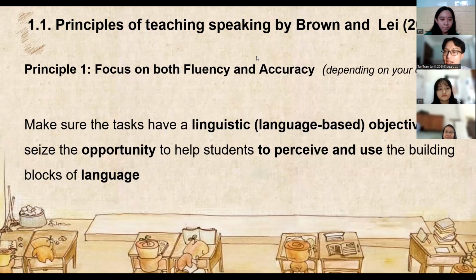First, we need to bear in mind a spectrum of learners' needs, from language-based focus on accuracy to message-based focus on interaction, meaning fluency. For instance, when you do a jigsaw group technique or play a game or discuss solutions, you make sure that your tasks have a linguistic objective and seize the opportunity to have the students perceive or use building blocks of language. And at the same time, make any drilling you do as meaningful as possible. And therefore, focus on fluency or accuracy or both. It depends on your objective.